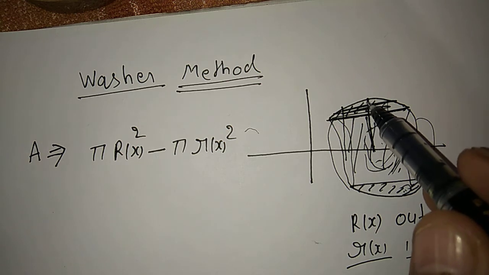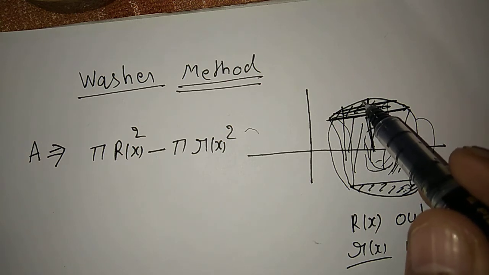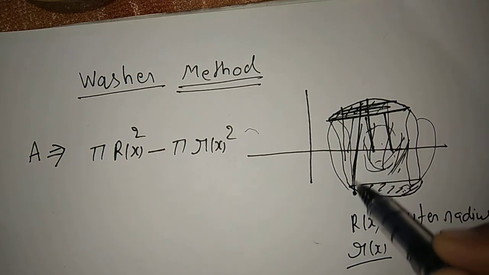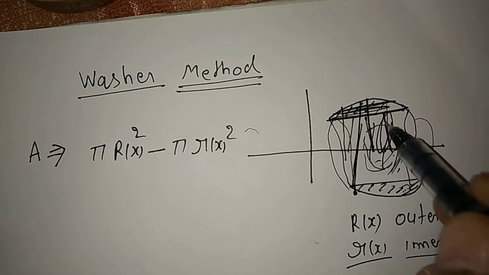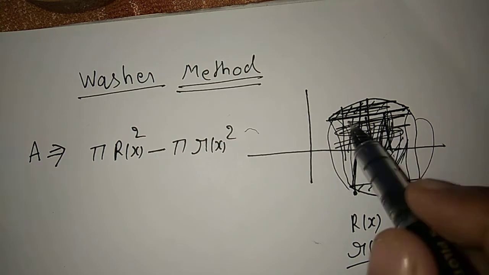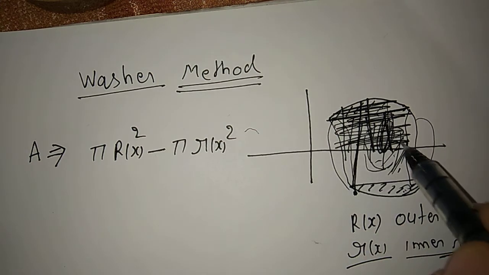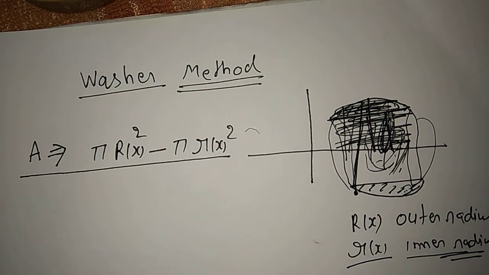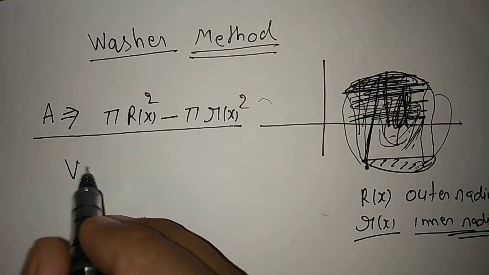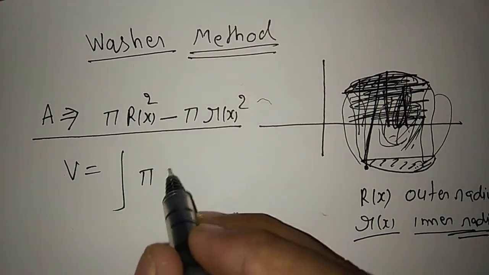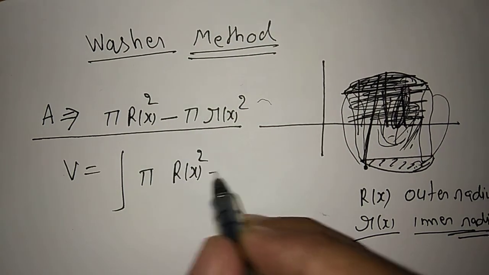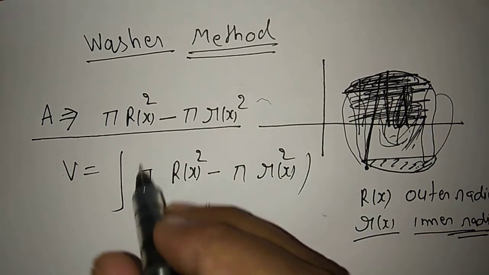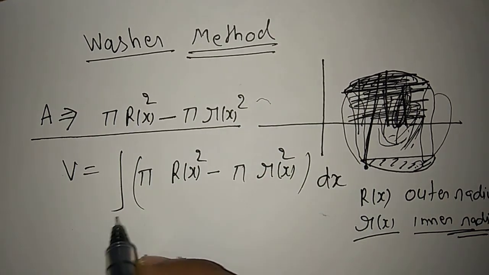So capital Rx will give the whole volume, small r will give this lower volume, and if you subtract the lower volume from the whole volume, we get this required one. So this is your area. So volume V equals the integral of pi outer radius square minus inner radius square dx, and we'll have the x limits here.